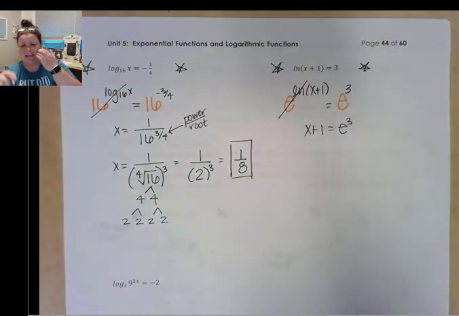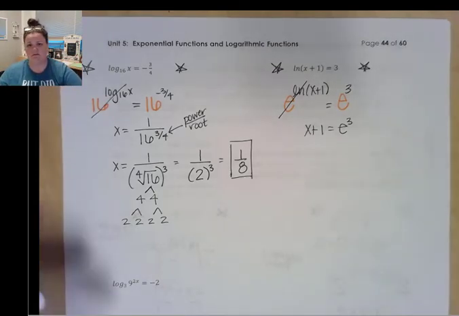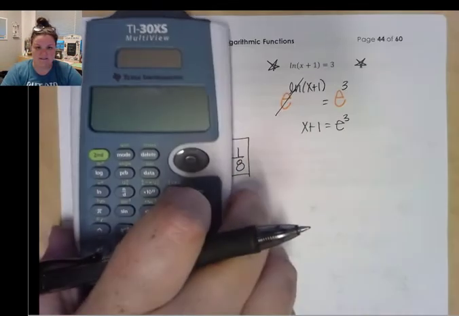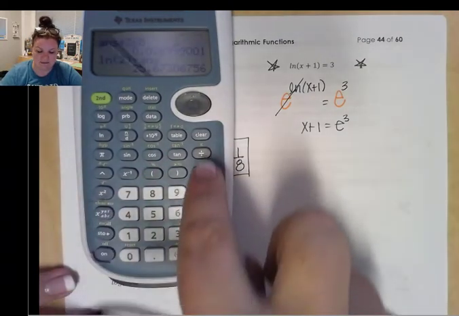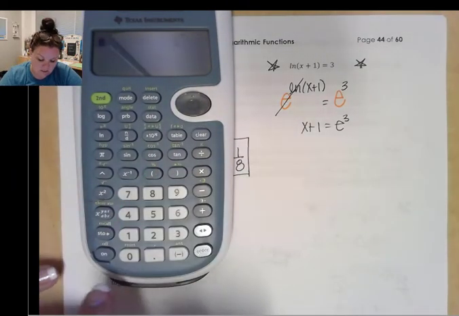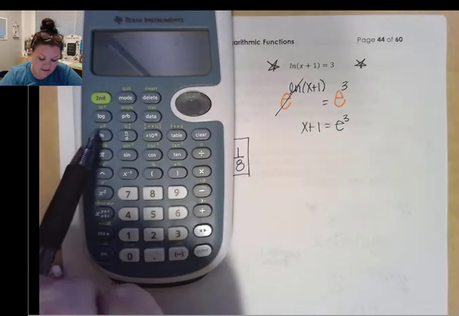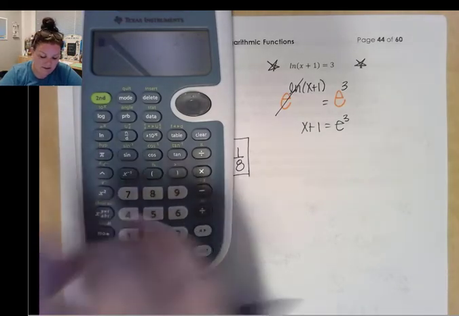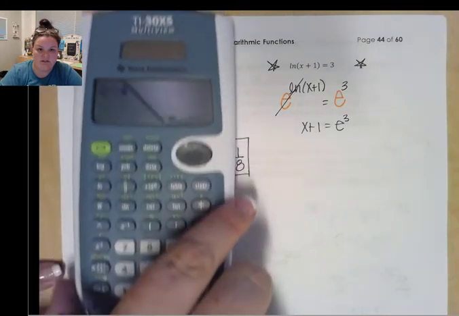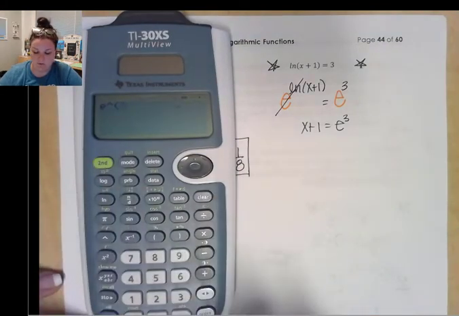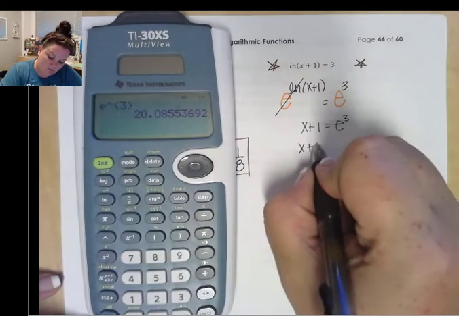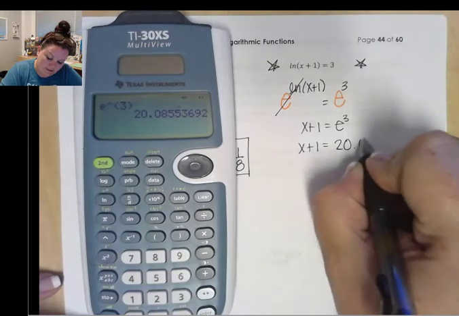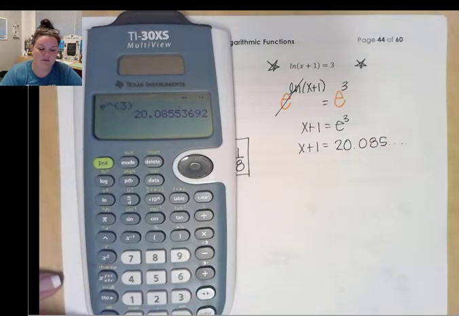Now remember, e is just a button on our calculator, right? We should all have an e button on our calculator. Some of your buttons may look like e to the x. Okay, so mine is a second function here on the ln. So I'm going to use that second function. So you can see it says e to what power do I want? And I'm just going to type in 3. So I can do e to the third power. So this gives me x plus 1 is equal to 20.085 and a bunch of other stuff.